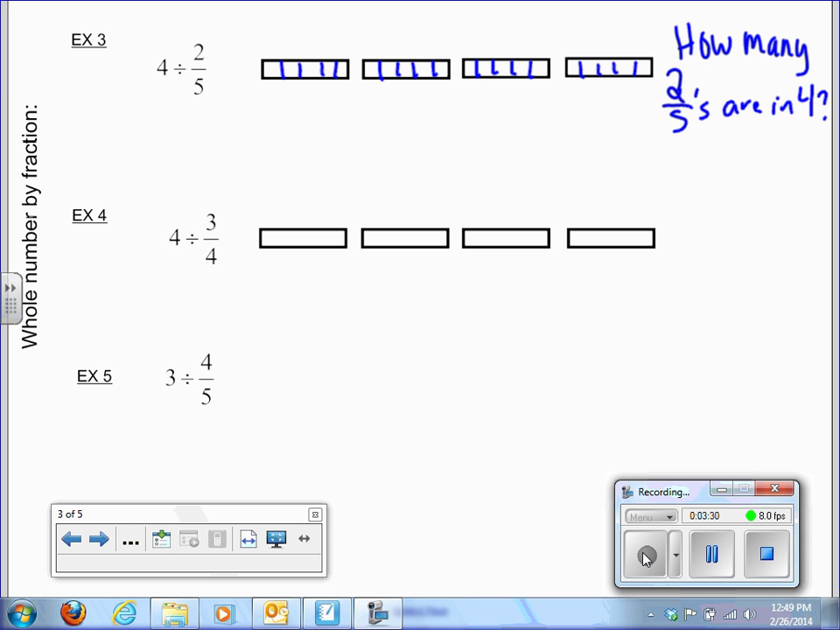Okay, I want to know how many groups of 2/5 do I have? How can I find that out? How many groups of 2/5? What do you think, Katie? Find the total number of fifths and divide it by 2.